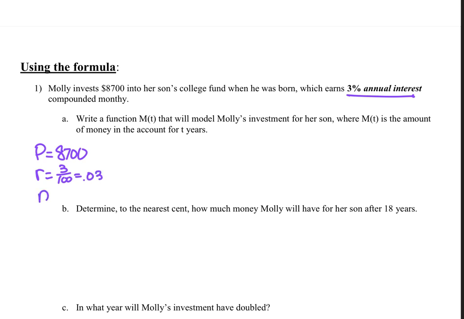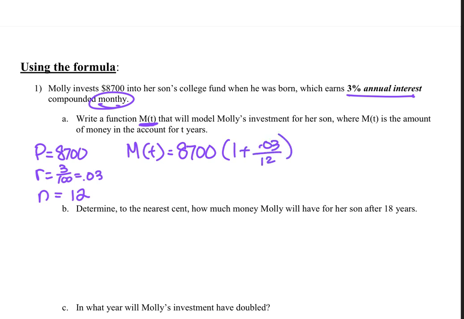Our N value is how many times per year. So monthly is 12 times a year. So now write a function M of t. If they say M of t, make sure you use M of t instead of A of t. And write the formula. So the first thing we put is 8,700. That's our starting value. Then it's 1 plus the rate, divided by 12, to the 12t power. Okay, so remember this 12 and this 12 are the same 12 from here.